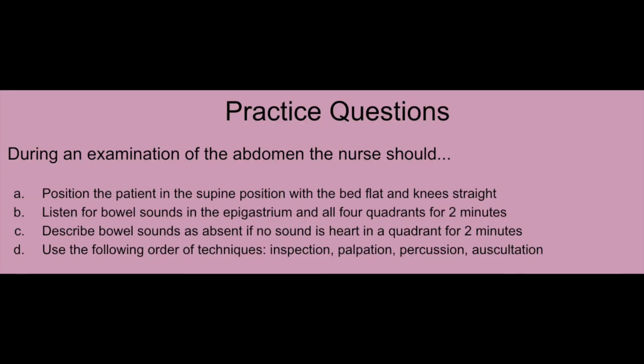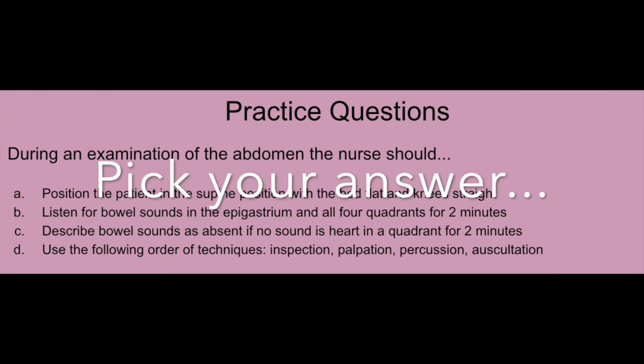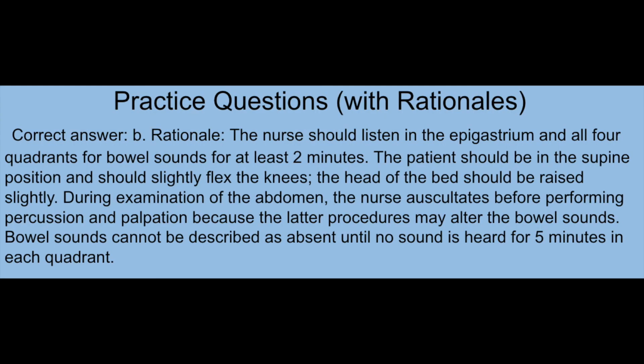During an examination of the abdomen, the nurse should: A. Position the patient in the supine position with the bed flat and knees straight, B. Listen for bowel sounds in the epigastrium and all 4 quadrants for 2 minutes, C. Describe bowel sounds as absent if no sound is heard in a quadrant for 2 minutes, D. Use the following order of techniques: inspection, palpation, percussion, auscultation. The correct answer is B. Please pause the video for more information.